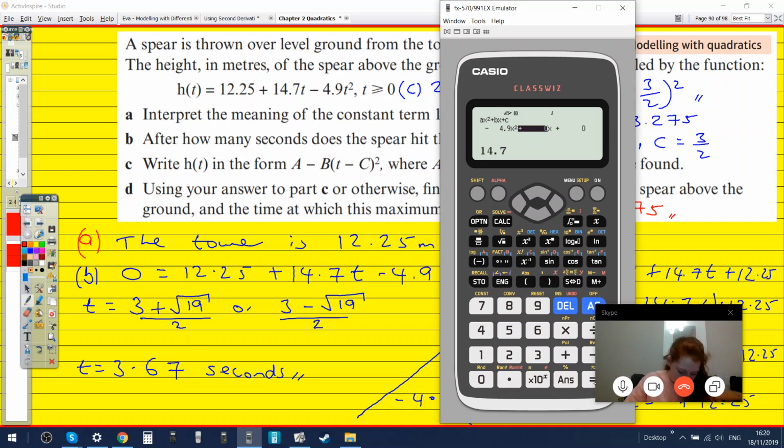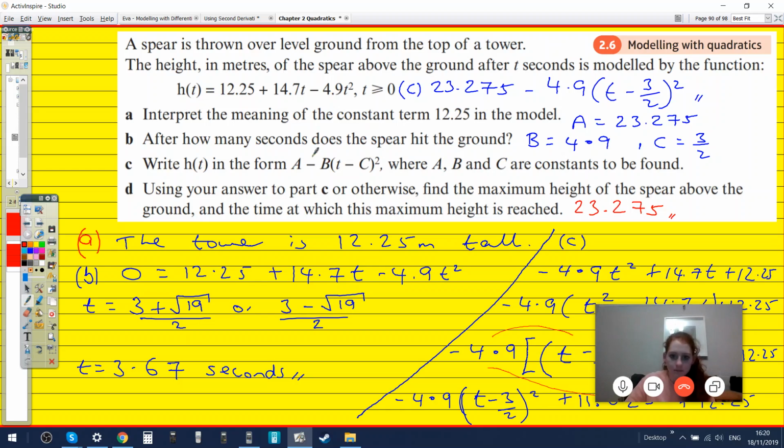This one just says 23.275. That's it. And I believe the x was 1.5 or 3/2, and that's because that's the time when it happens. So in this case, x is t. So at 1.5 seconds, you get the maximum of 23.275.